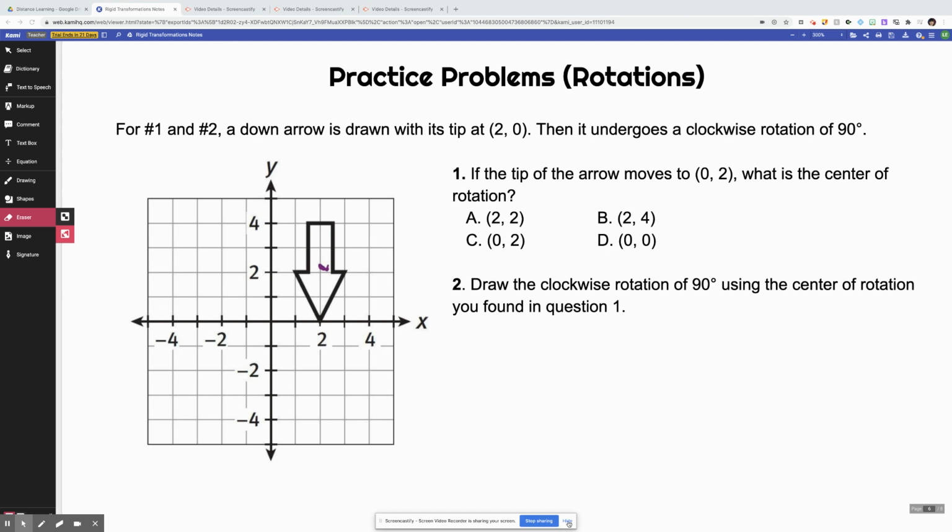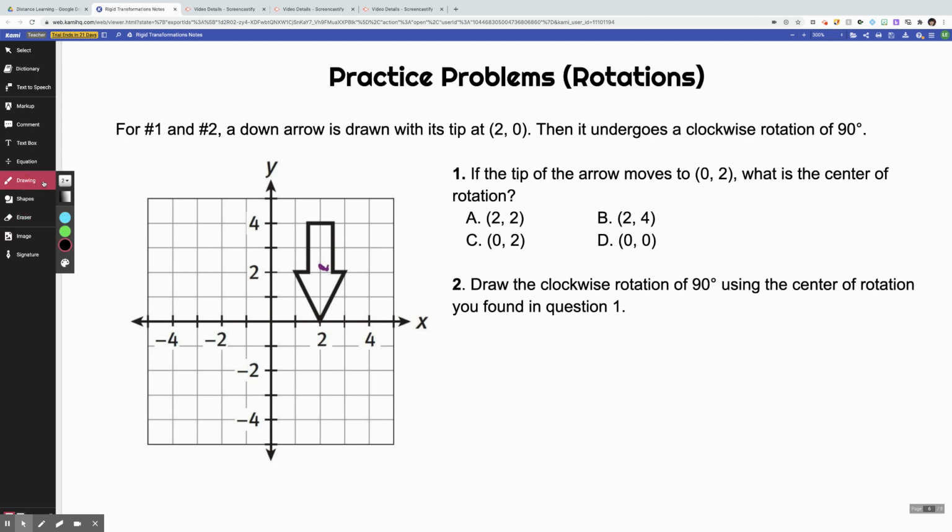Hi, everybody. This is your last video on transformations. These are some practice problems for rotations, right? So I'm just going to go ahead and jump into it here and do a couple of different types of examples for you. All right.